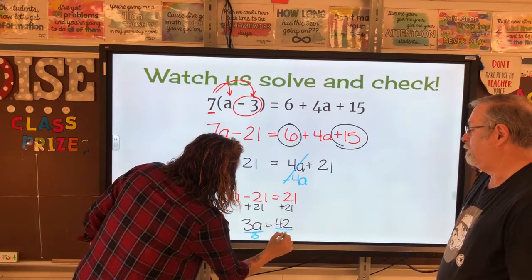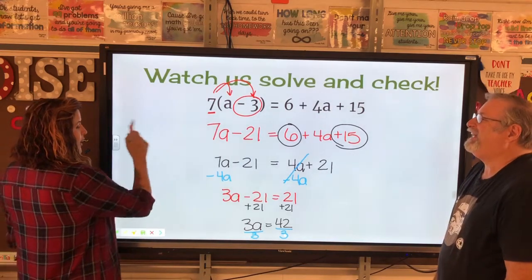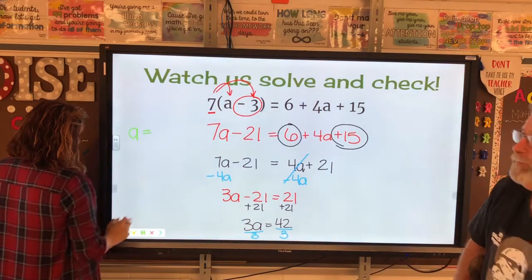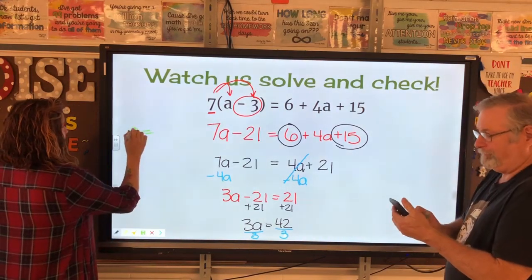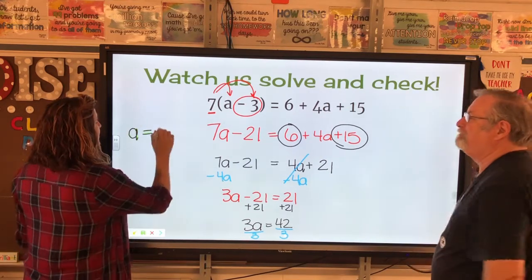So I'm going to divide by 3, divide by 3. And as I bring my answer up here, Mr. Lang, you're going to do that 42 divided by 3 for me. Oh, I forgot to do that. Oh, no, I got it right in a different color. So I think it's 14. I just like to double check. It's 14.